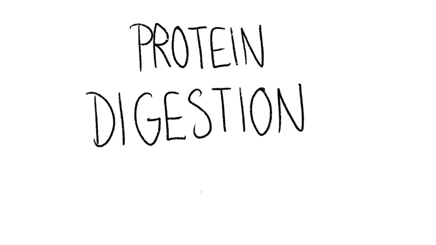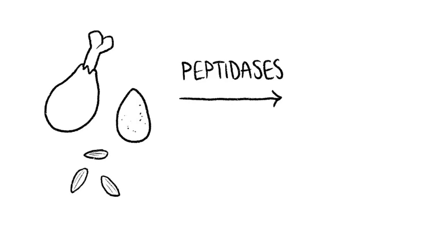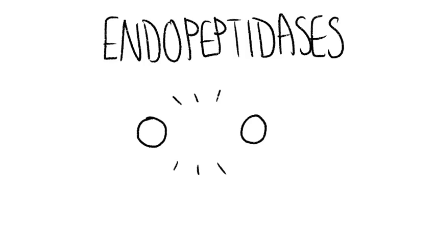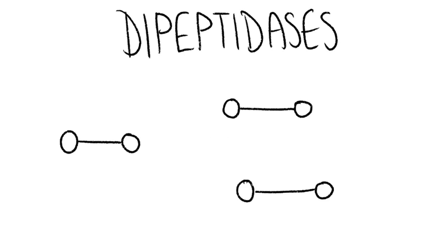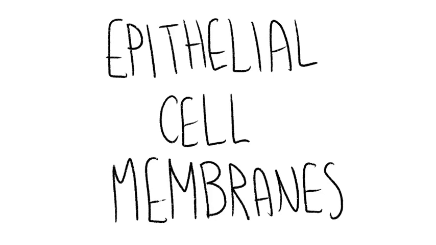Finally, we have protein digestion. Proteins are found in food products like chicken, eggs, or nuts, and are broken down by a combination of different peptidases into amino acids. Endopeptidases like trypsin hydrolyze the bonds within protein. Exopeptidases hydrolyze the bonds at the end of protein molecules, removing single amino acids, and dipeptidases work specifically on dipeptides to split them into two amino acids by hydrolysis. Amino acids are absorbed by active transport into epithelial cell membranes. Peptidases are produced by the pancreas, stomach, and small intestine.